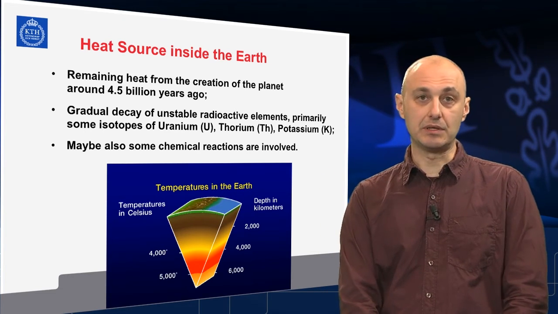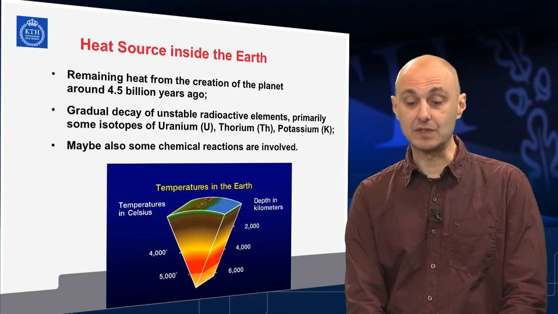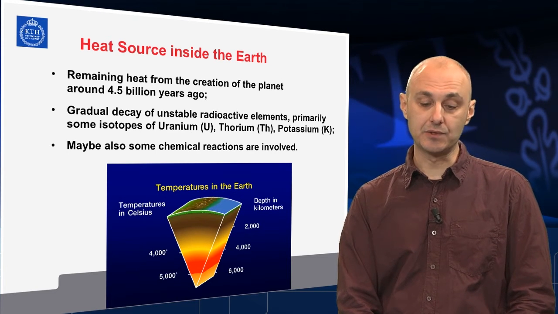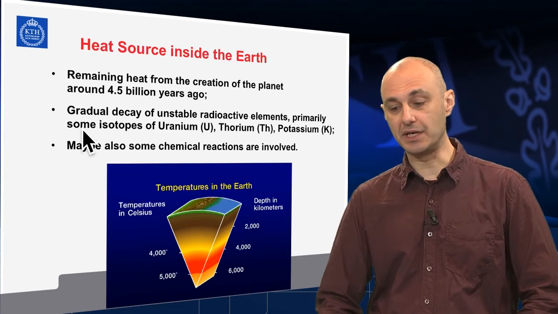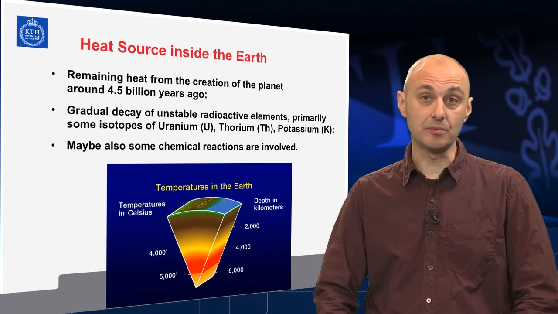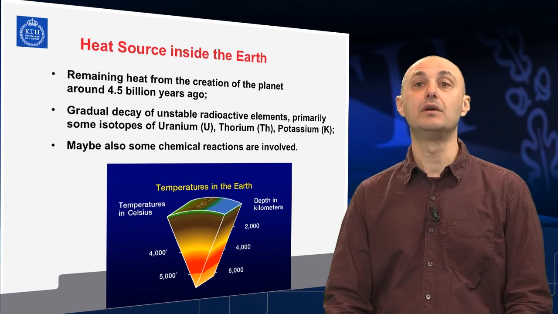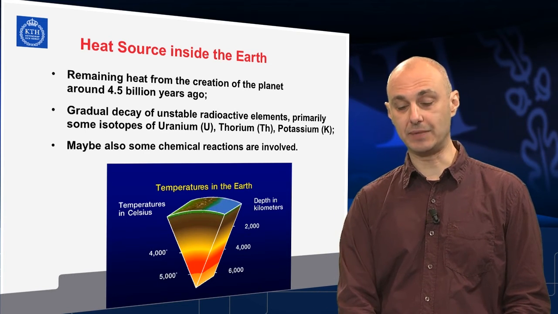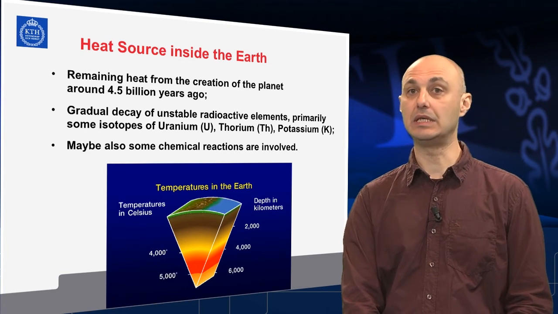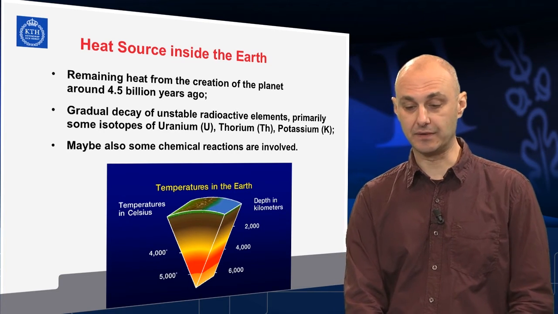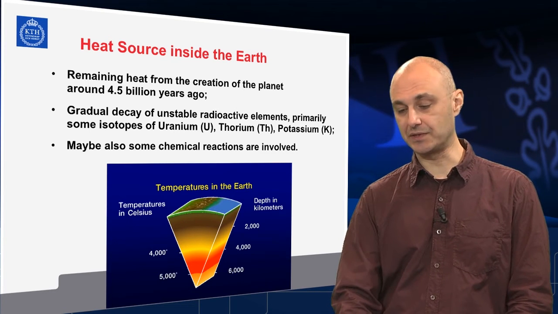The reason for the Earth still being pretty hot inside is actually some sort of a gradual slow decay of radioactive elements, certain isotopes that we know about, which exist everywhere on the planet, definitely inside it, and not only there, but also in the solid crust of the Earth. Maybe also some chemical reactions are involved.